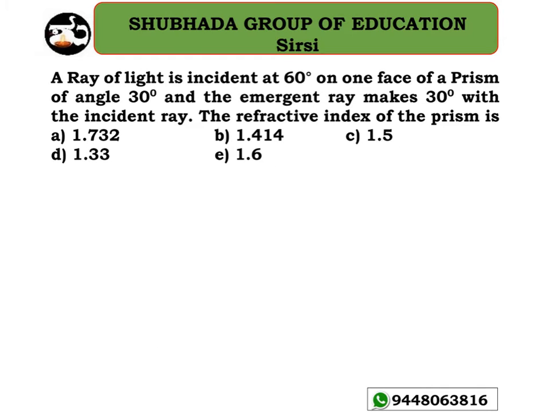Okay, the next problem says that a ray of light is incident at 60 degree on one face of a prism of angle 30 degree, and the emergent ray makes 30 degree with the incident ray. The refractive index of the prism is... Okay, so here again it is the same type of problem. Let me use this relationship: i plus e must be equal to A plus delta here. In the sense, the angle of emergence e must be equal to 30 minus 60 degree, so that is going to be 0. The angle of emergence is going to be 0.